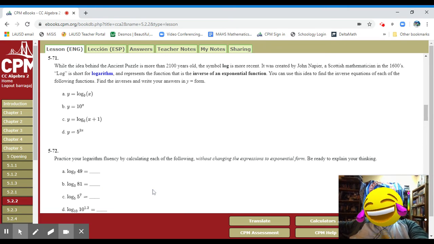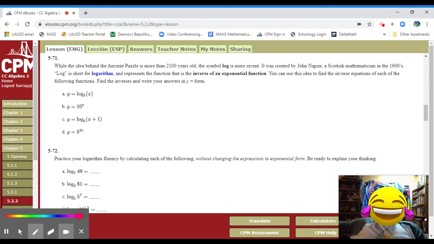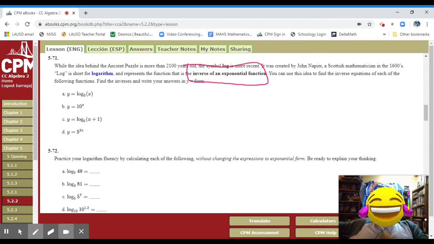So if you looked at the first problem of the first video, remember we're rewriting these in inverse form, right? So we already did A and B. We got to remember the meaning of what a logarithm is. A logarithm is the inverse of the exponential function, right? So what we're doing is we're writing all of these as the inverses. So if it's a log, you're going to write it as an exponent. If it's an exponent, you're going to write it as a log.